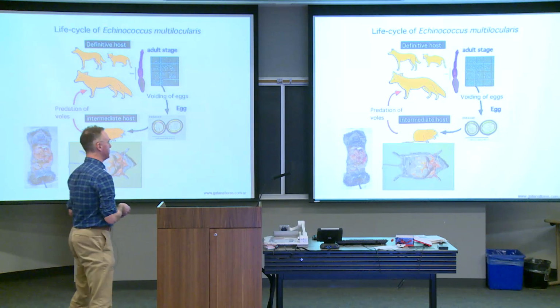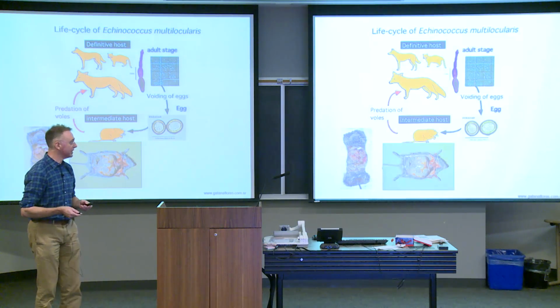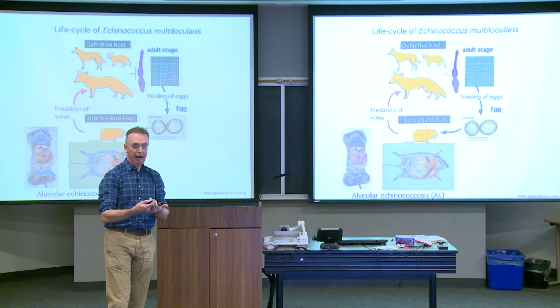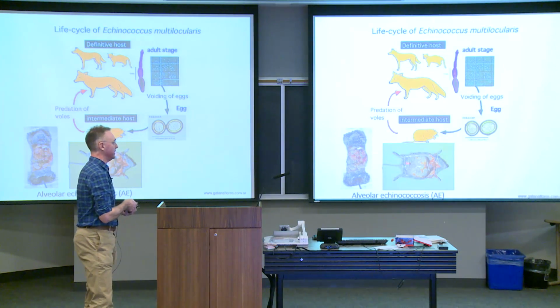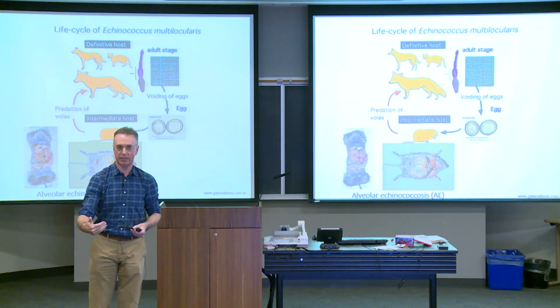They end up producing these substantive lesions. So this is a lesion in this rodent. Here's similar lesions here. They're multicystic structures, and they are the intermediate stage of this parasite. The disease they cause, which results eventually in the death of these animals, is called alveolar echinococcosis.